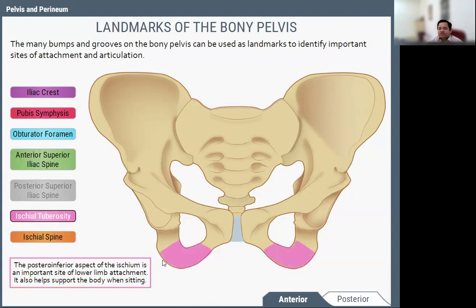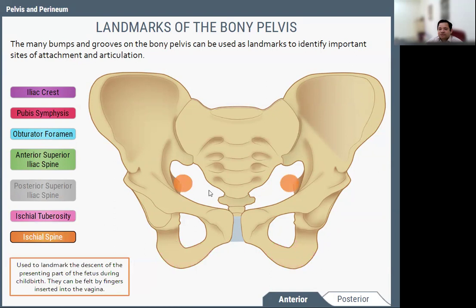Then there is the ischial tuberosity. This is the posterior inferior aspect of the ischium, an important site of lower limb attachment. यही वो पॉइंट है जिसके ऊपर हम लोग sitting actually right now. Then the ischial spine: this particular point is used as a landmark in the descent of the presenting part of the fetus during childbirth. It can be felt by inserting the fingers inside the vagina.